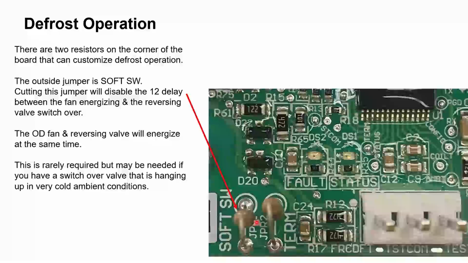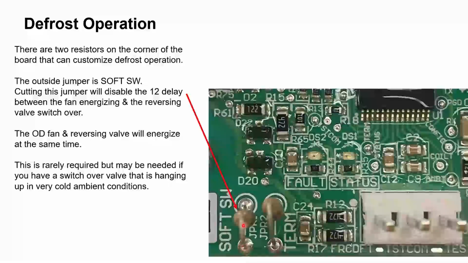Actually, we're going to talk about soft switch here. I told you that there's a 12-second delay coming out of defrost in which we shut off the outdoor fan and then we de-energize the reversing valve, and that helps quiet the systems. In really cold temperatures, we could have some issues with the reversing valve not shifting properly all the time and maybe hanging up a little bit.